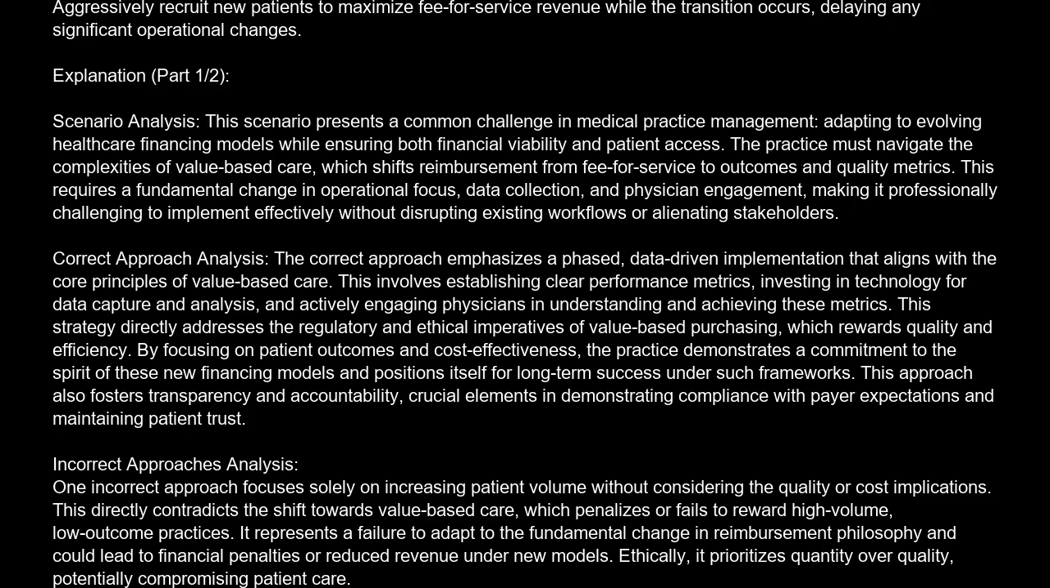Incorrect approaches analysis. One incorrect approach focuses solely on increasing patient volume without considering the quality or cost implication. This directly contradicts the shift towards value-based care, which penalizes or fails to reward high-volume, low-outcome practices. It represents a failure to adapt to the fundamental change in reimbursement philosophy and could lead to financial penalties or reduced revenue under new models. Ethically, it prioritizes quantity over quality, potentially compromising patient care.